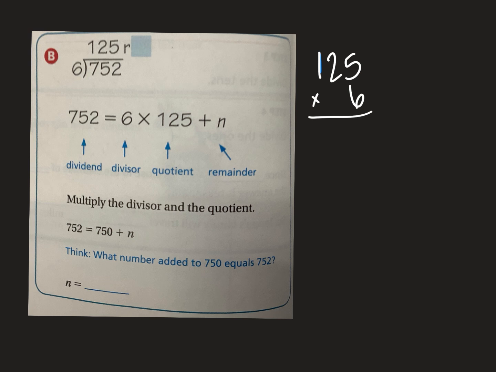6 times 5 is 30. 6 times 2 is 12, 13, 14, 15 with a carryover. 6 times 1 is 6 plus the carryover, 7. And I get 750. 2 more will get me to 752. So our remainder must be 2. You can write this out: 752 equals 6 times 125 plus our unknown number, which we discovered is 2.